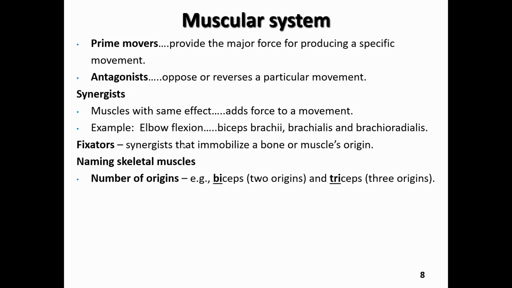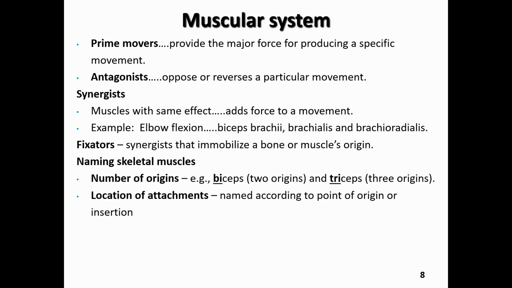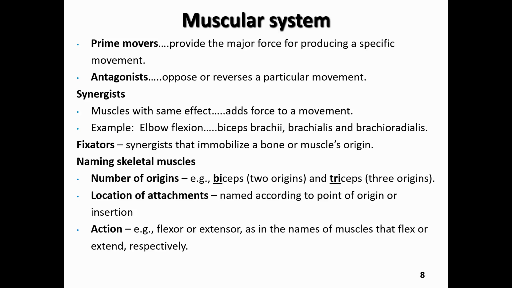Once again, just to review the naming of skeletal muscles, some of the ways in which that's done. The number of origins, as pointed out on slide number 7, bi for 2 origins. Sometimes we have a tri, where there are 3 separate origins for a muscle that we would refer to as triceps. In terms of the location of attachments, once again, sometimes muscles are named according to the point of origin or the point of insertion, and the action.